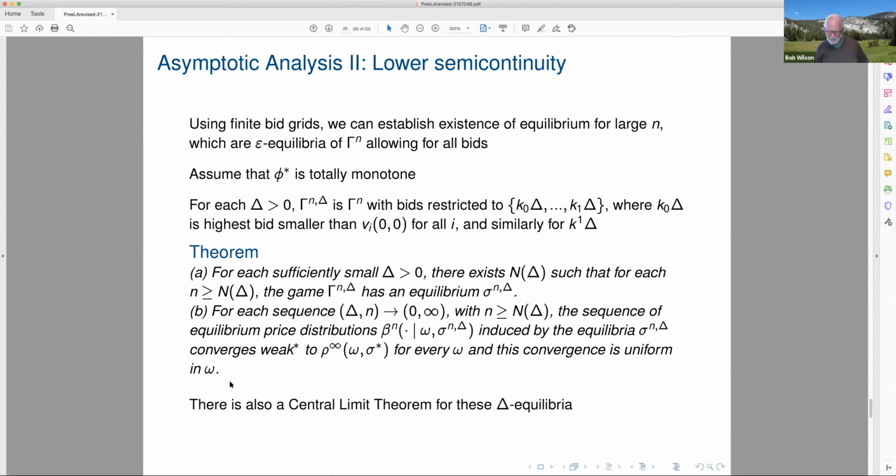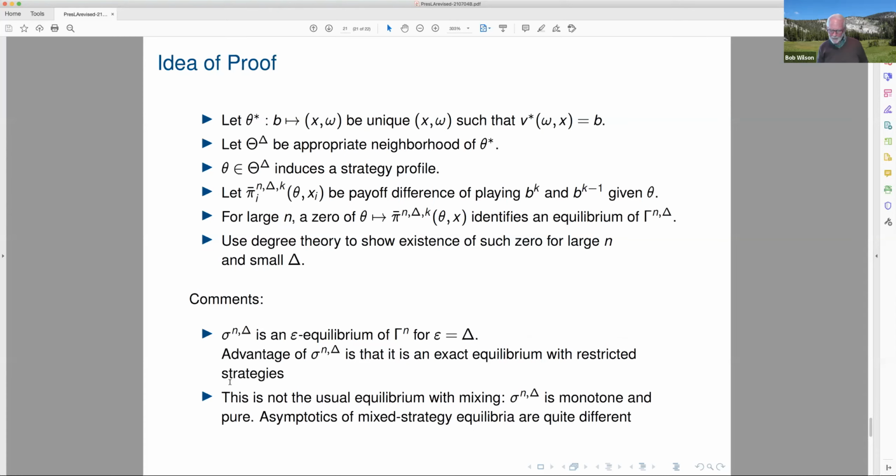Then the equilibrium price distributions converge weak star to the limit. I mentioned there's also a central limit theorem for these equilibria that gives a distribution of prices for finite economies approaching the limit. Again, I'm skipping the proof, except I want to emphasize one point. There's a beautiful application of degree theory here, because you set up the first order conditions with a finite grid size. It's more like, instead of a differential equation, a difference equation system.